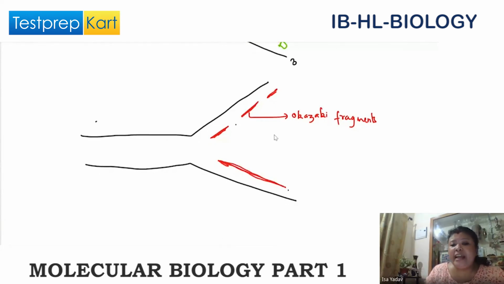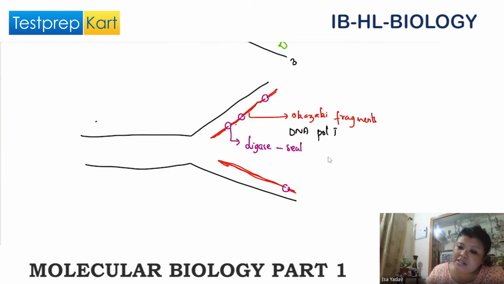So now DNA polymerase 1 will fill in the blanks. They will fill the gap. But see here, small gaps are still there, right? So this is not full DNA. So we will have the enzyme ligase that will seal the gap. Once the ligase seals the gap, we get a complete set of DNA.